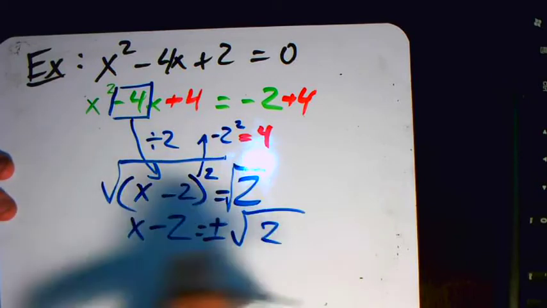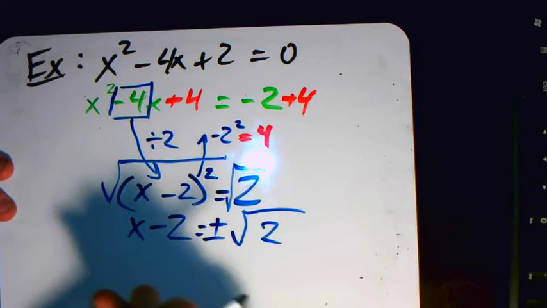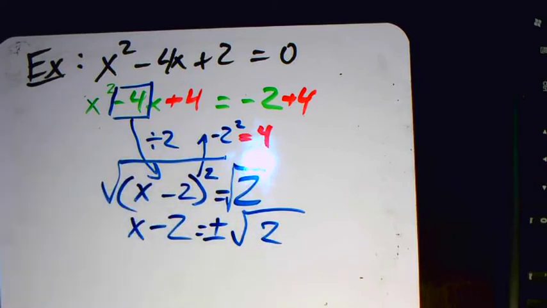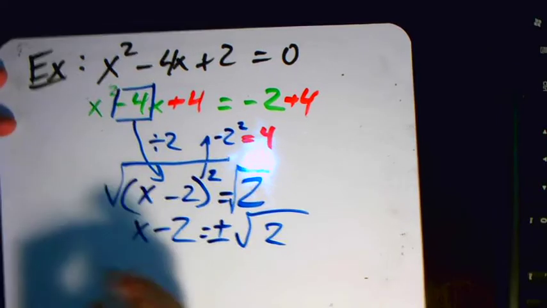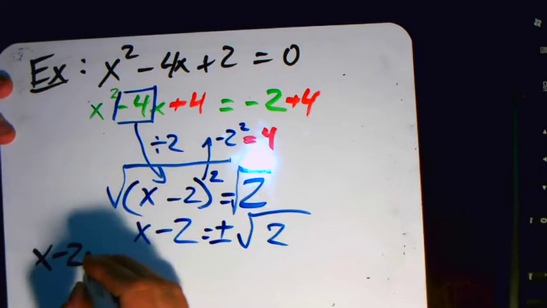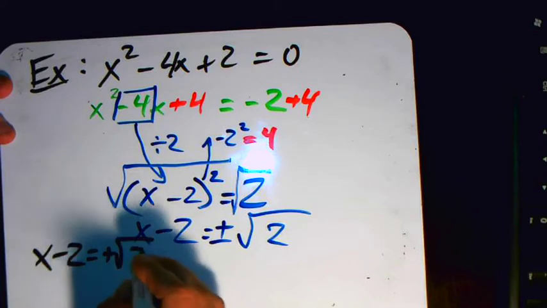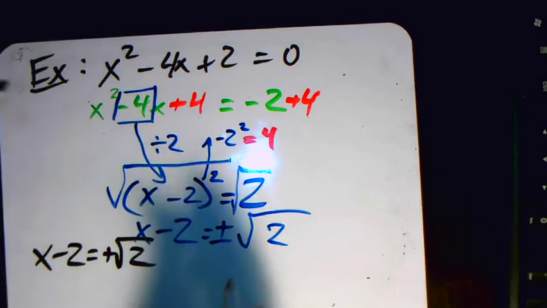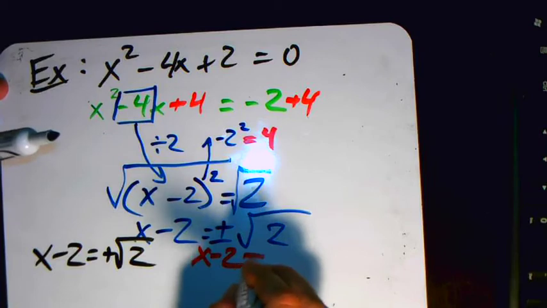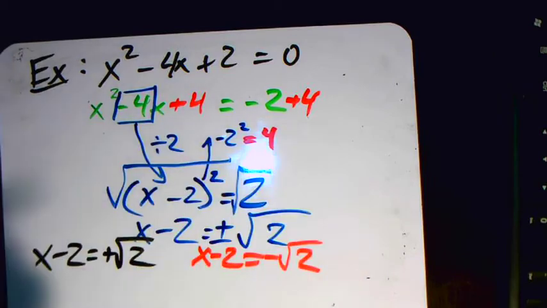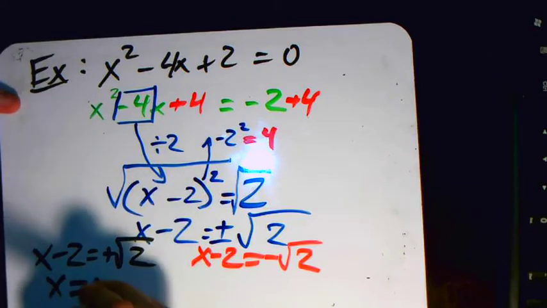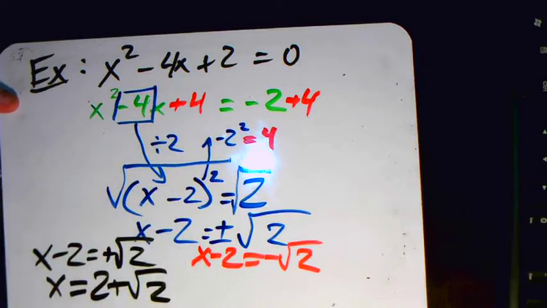Now you could get this into a decimal and round it off, but I'm going to keep it exactly like the radical to keep my exact solution. I then have two different equations. One with the positive square root of 2, and the other one with the negative square root of 2. Add 2 to both sides to solve for x. And add 2 to both sides to solve for x.